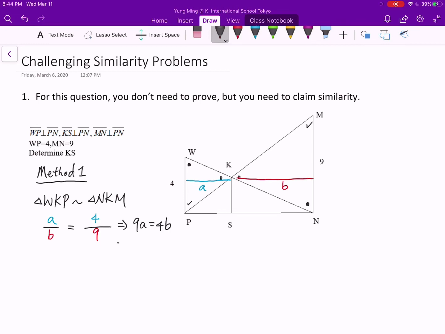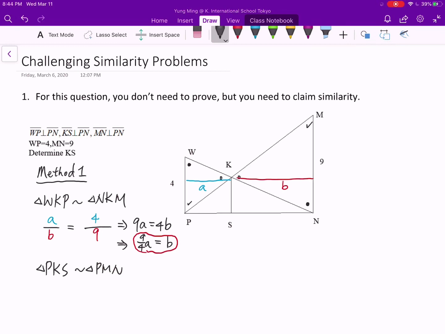What I'm going to do now is write everything in terms of A. So B equals 9 over 4 A. We'll use that later. Now the second thing that I'm going to do is claim that triangle PKS is similar to triangle PMN. Of course, we can prove that, but in this case, we don't have to.